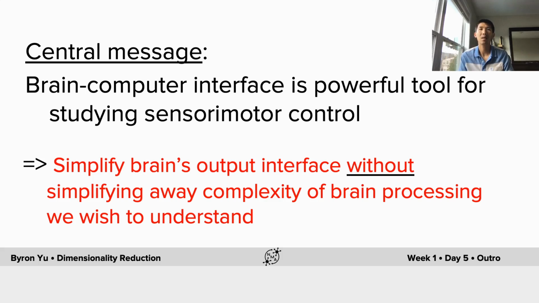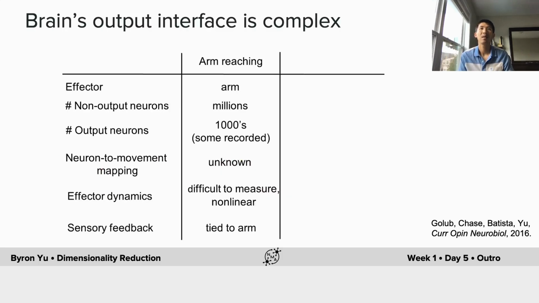Okay, let's talk a little bit more about this. So let's talk about arm reaching. Here the effector is the arm. There are millions upon millions of non-output neurons. These are essentially all the neurons in the brain. The number of output neurons are, say, the neurons projecting down the spinal cord, and there are many thousands of those. And in any given experiment, only a small number of them are typically recorded at the same time.